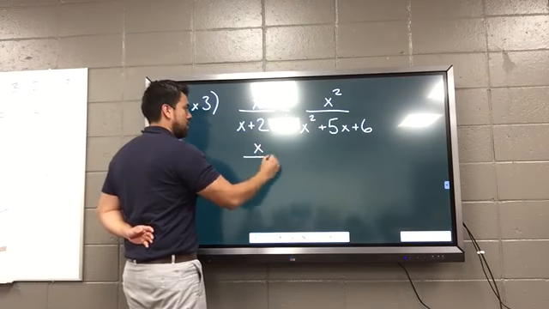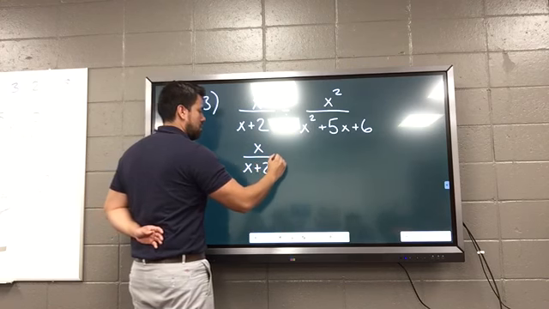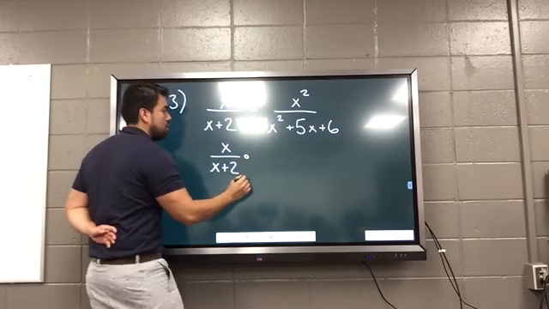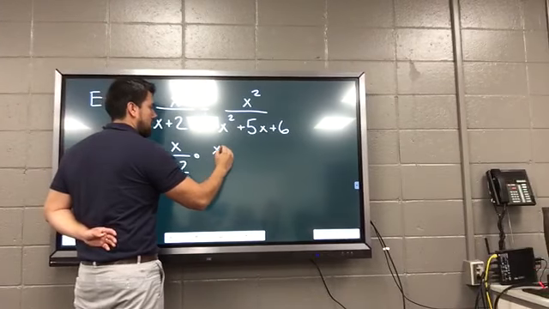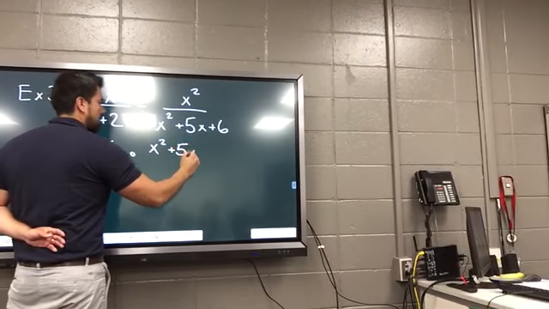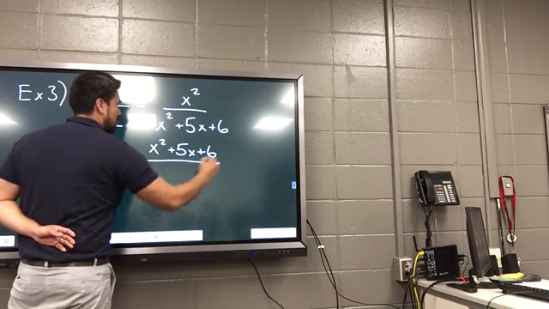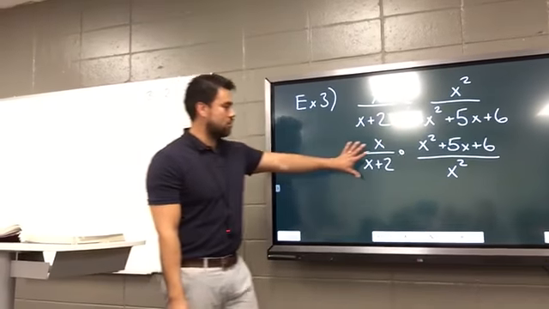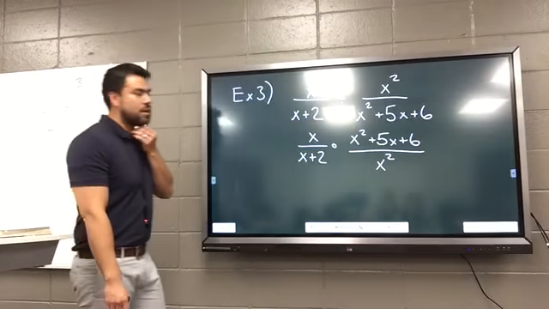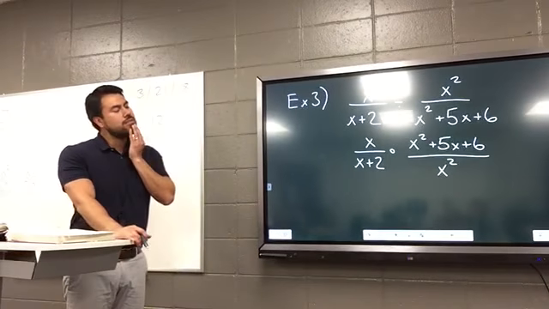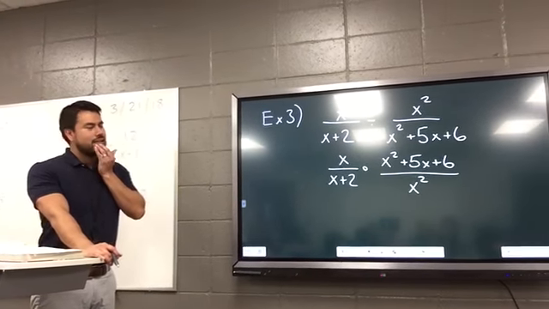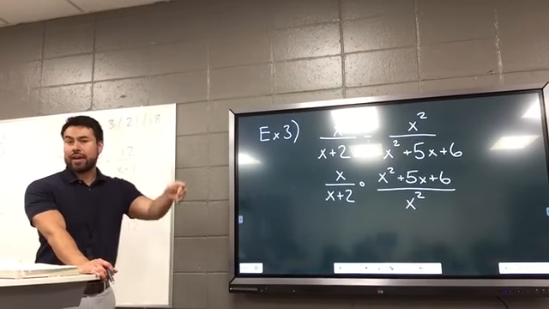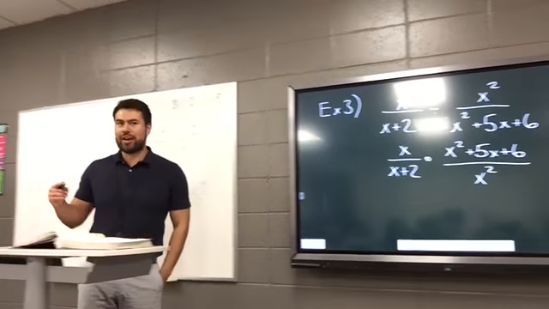X over X plus 2 times X squared plus 5X plus 6 over X squared. Okay, so that's something you can do. And again, you can write that directly on your paper as a first step. Now, is there anything that can be factored? And if so, you need to factor it.